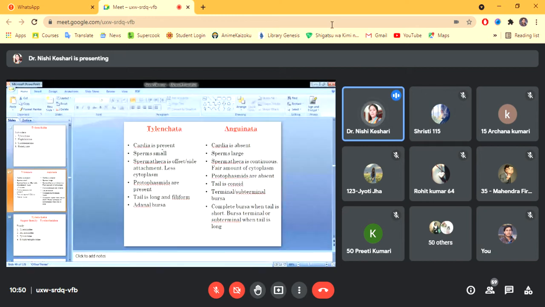Like here, cardia is present. Cardia, you know that the wall between, the door between esophagus and intestine. So in Tylencata, cardia is present, but in Anguinata, cardia is absent. Are you getting what I am telling?